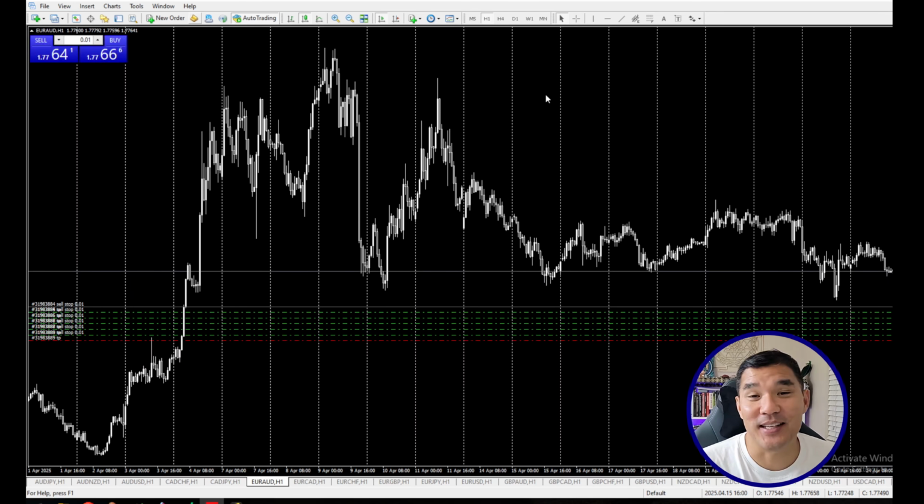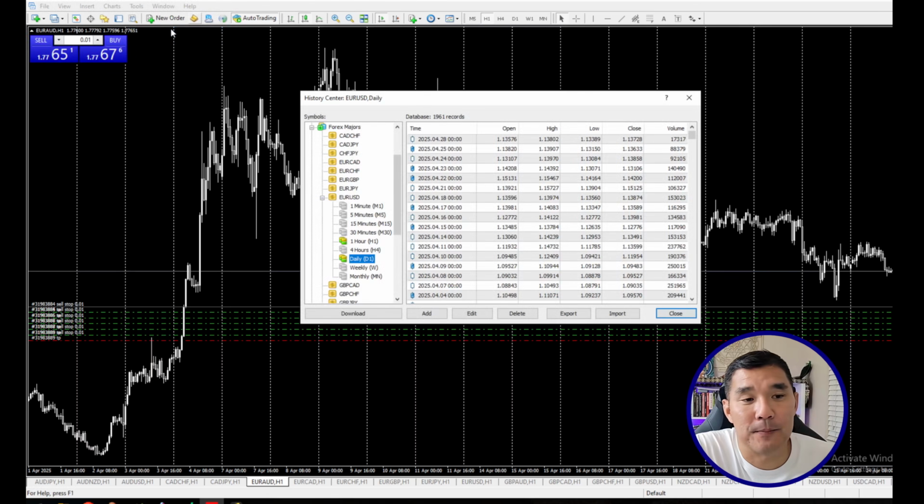Once you've downloaded and installed MetaTrader, set up a free login that will give you a demo account to try this out. Then go to Tools and then go to History Center. Then look for the market that you want to download. So in this example, I'm going to use the Euro US dollar since that's a very frequently traded Forex pair.